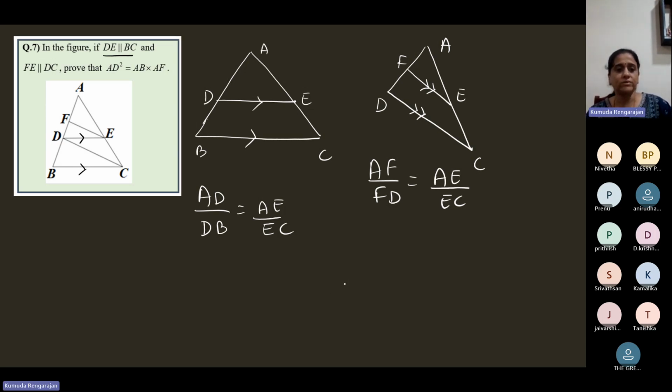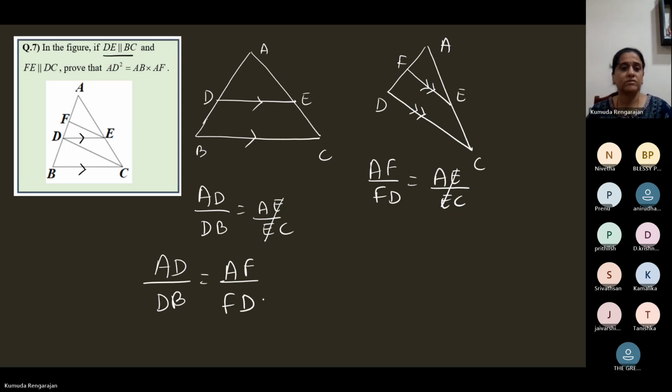Now what is common? AE by EC, AE by EC. So you'll get AD by DB is equal to AF by FD. How do you get the result? You should take reciprocal and add 1. Correct, children? Do you all get this?